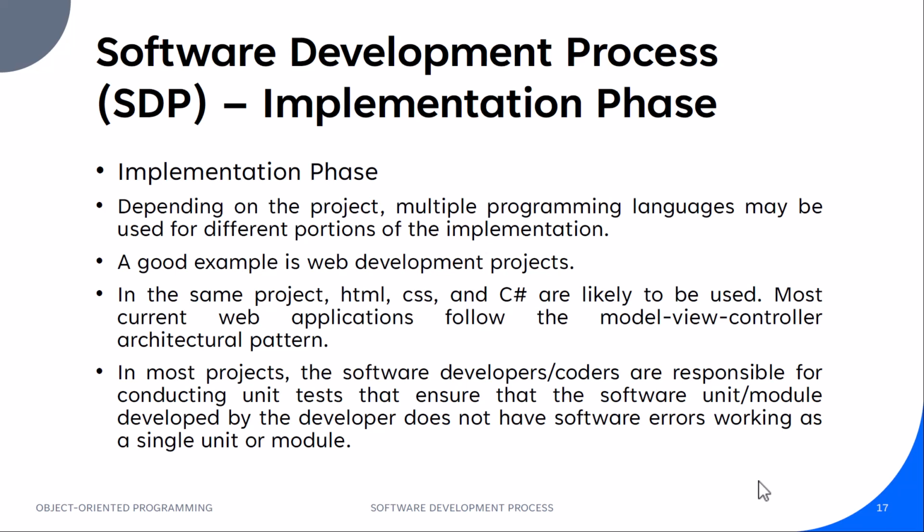A good example is web development projects. In the same project, we may use HTML, CSS, and C Sharp. And HTML, hypertext markup language, may be used to structure our web pages, to put some pictures, to put some writing on the web page. And with CSS, we may format or color the pages. And with C Sharp, we may add some programming functionality with it.